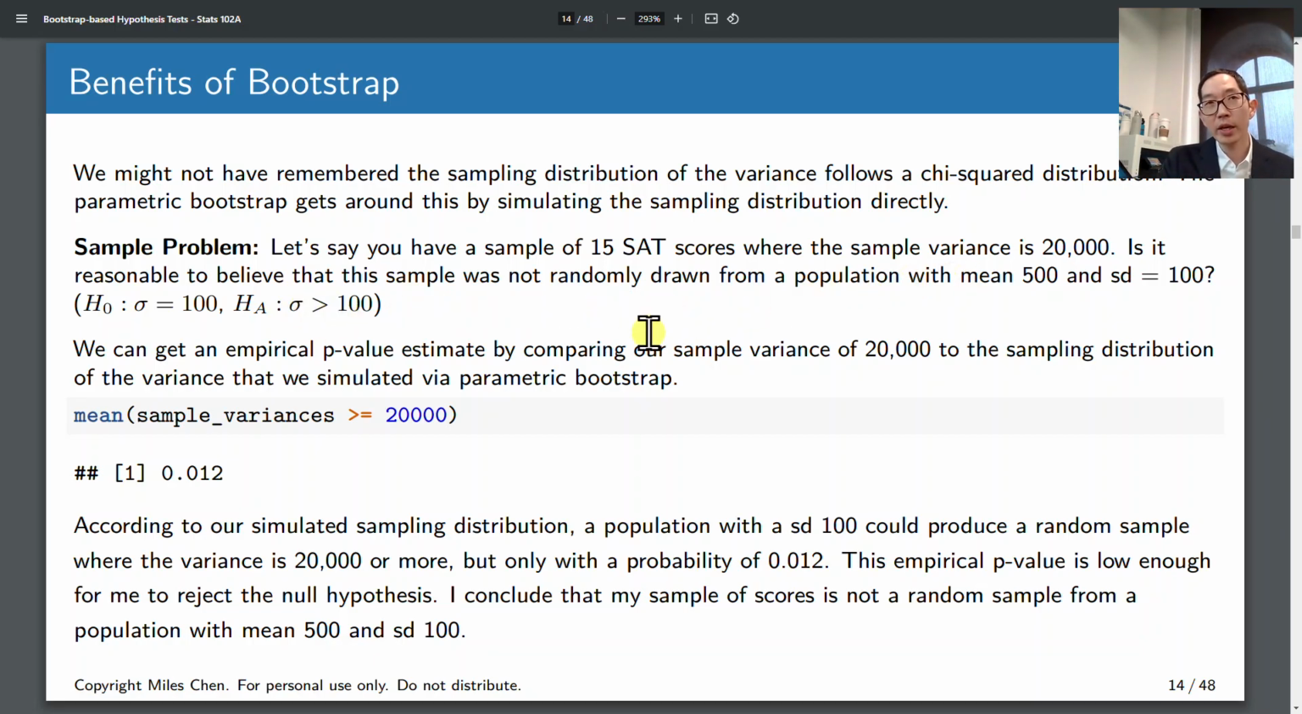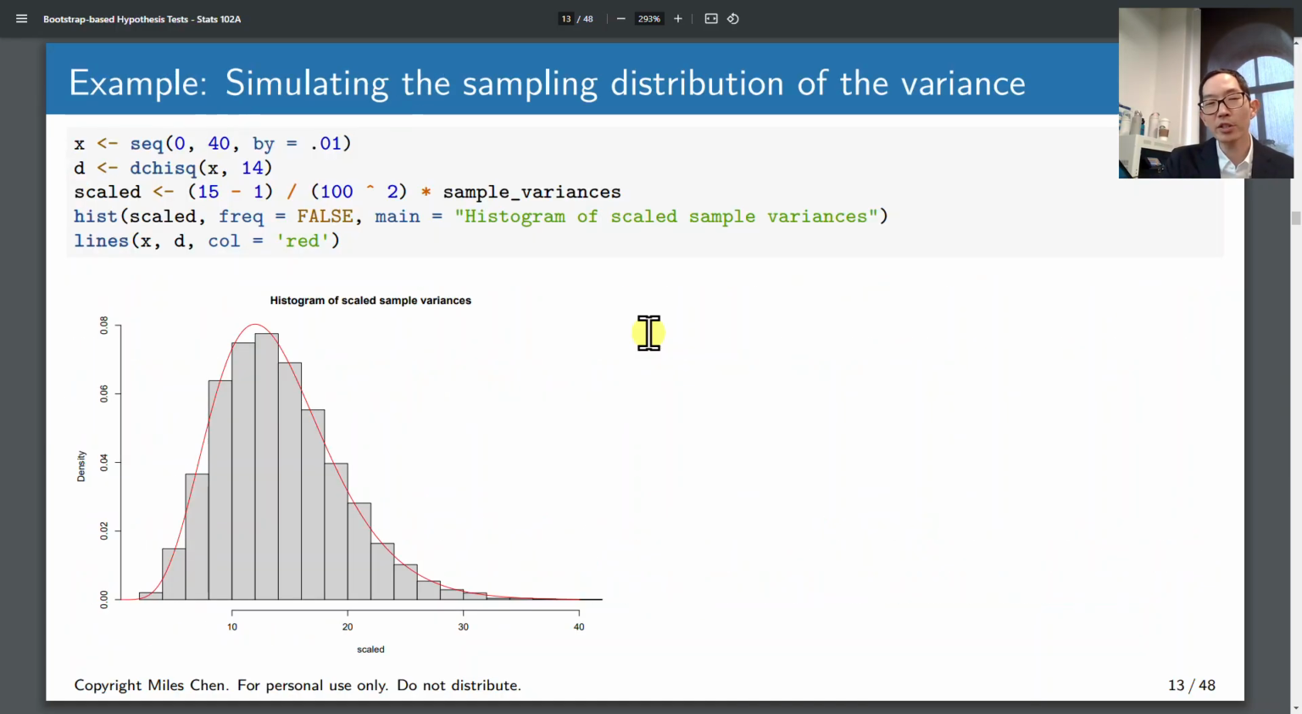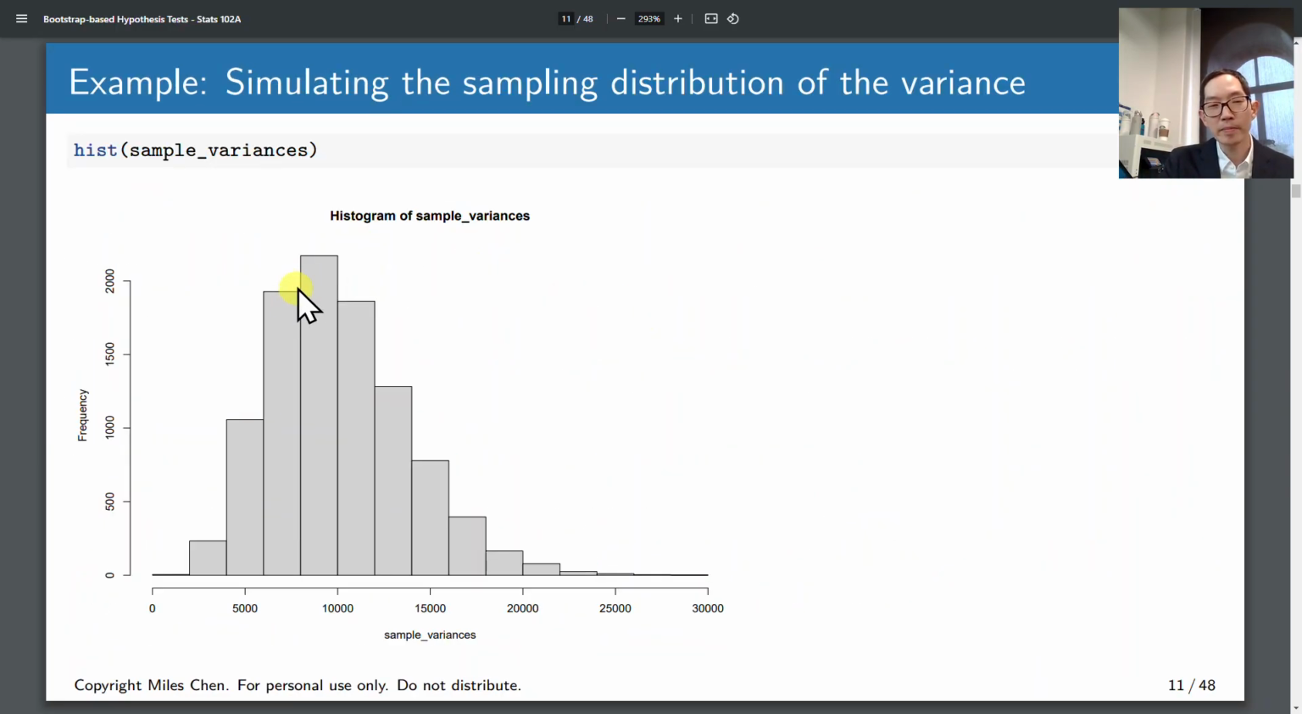So again, we can ask, well, if the population actually does have a standard deviation of 100, what kind of sample variances can I get? Okay, most of the time I get variances around 10,000. Can I get a variance of 20,000? Yeah, it does happen, but not very often. It's kind of an extreme value, okay? Compared to every other kind of sample, like these are different samples of size 15 drawn from the same population where the standard deviation is 100. Sometimes we get a variance of 20,000 or higher, but it's kind of a rare occurrence, okay?